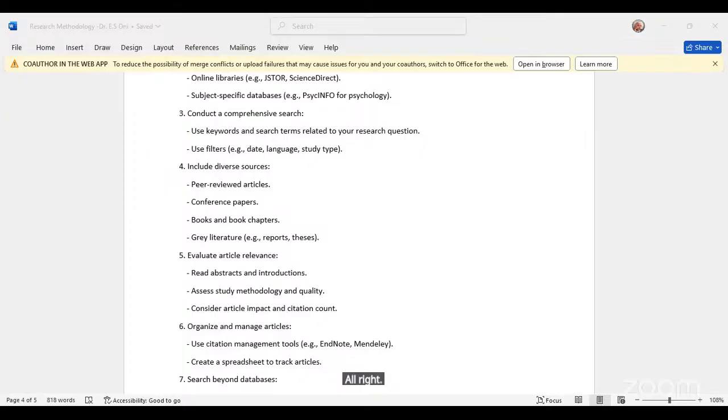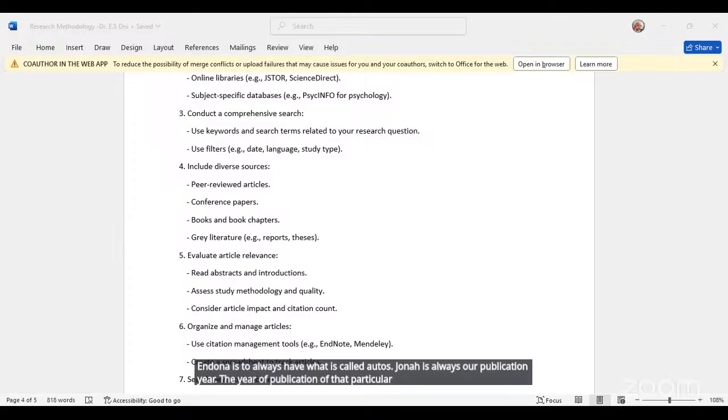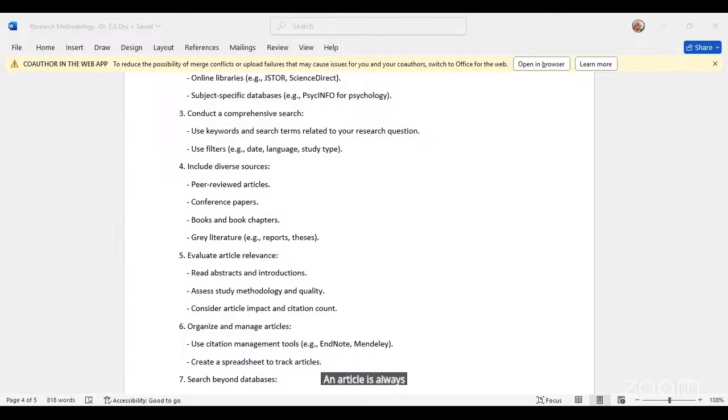We want to use a journal as an example. A journal article always has authors. It always has a publication year, the year of publication of that particular article. And an article always has a title. What is the title of the article?